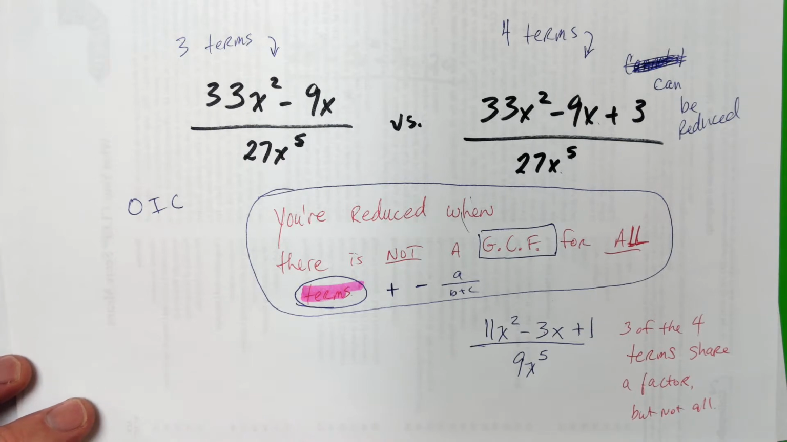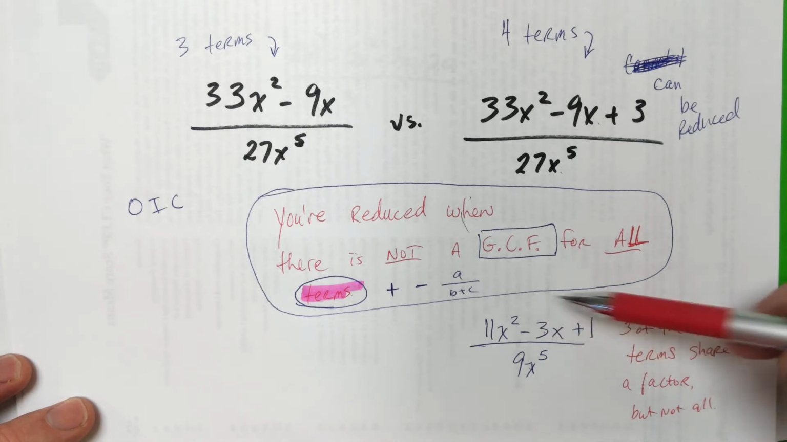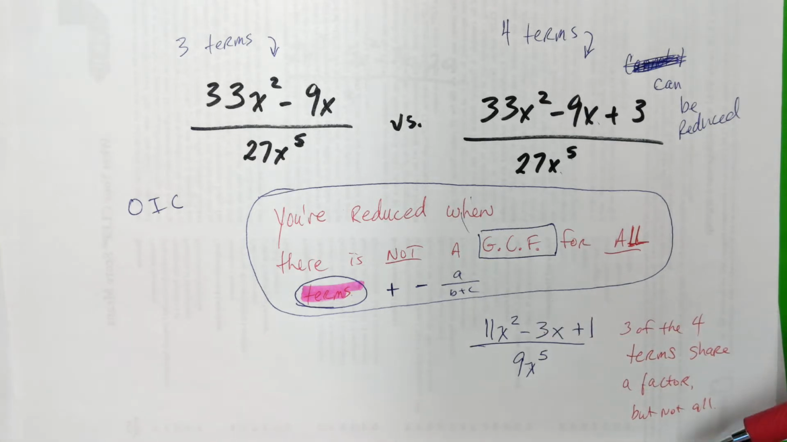Do you see what I mean? All of the terms have to share a common factor. You're done here because not all 4 terms have a factor in common. Only 3 of them do. So you're done. Because this doesn't have an x. These all have a factor of x, but this one doesn't have a factor of x. So you can't divide an x out.